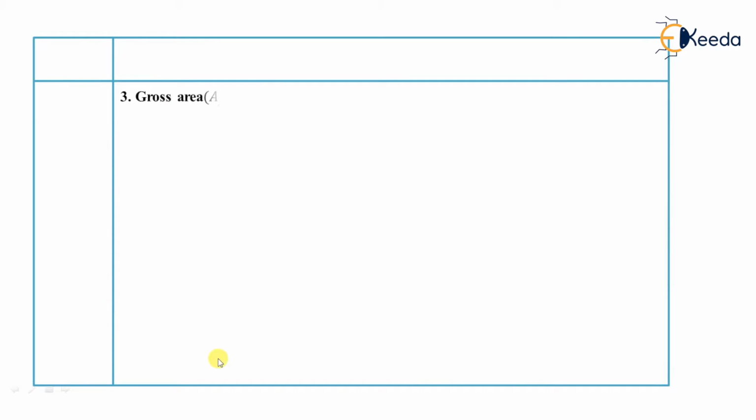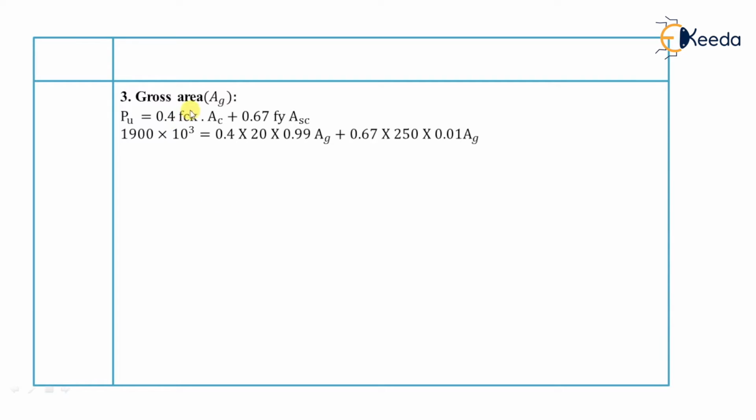Then our third step is to calculate Ag, that is the gross area. For that, we will use the formula given in clause number 39.3 of IS 456-2000, page number 71. Pu is equal to 0.4 fck into Ac plus 0.67 fy into Asc. Pu is given as 1900 into 10 raised to 3 Newton. 0.4 fck, fck is 20. Ac we have calculated in terms of Ag, that is 0.99 into Ag, plus 0.67 into fy, since mild steel is given, that means fy is equal to 250. And Asc we have calculated in terms of Ag again, that is 0.01 into Ag.